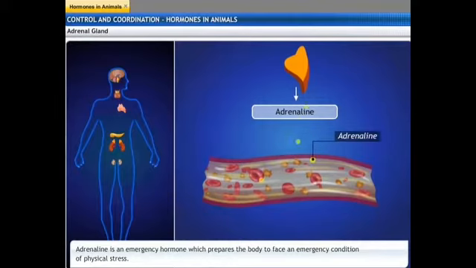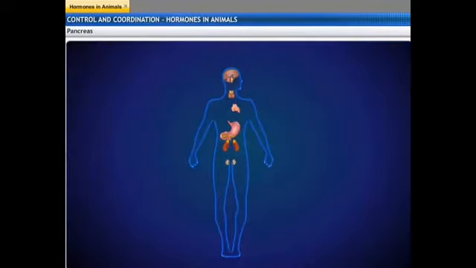It prepares the body to face an emergency condition. So whether to react or not during an extreme situation, that depends on the release of adrenaline. No doubt it is under the control of the human being, but the excessive emotions that are created are basically because of the adrenaline.